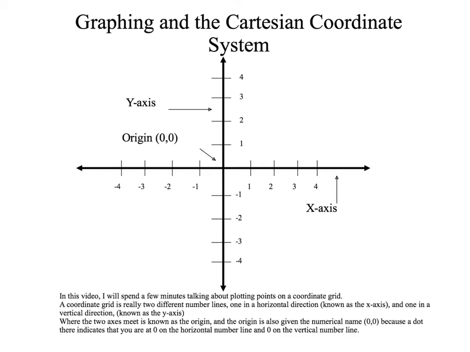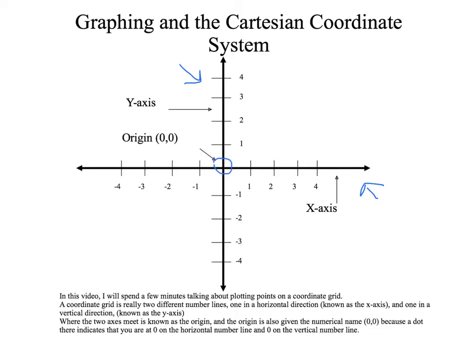In this video, I will spend a few minutes talking about plotting points on a coordinate grid. A coordinate grid is really two different number lines, one in a horizontal direction, also known as the x-axis, and one in a vertical direction, also known as the y-axis. Where the two axes meet is known as the origin.